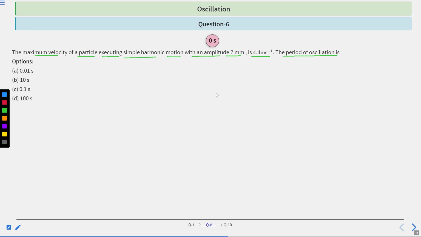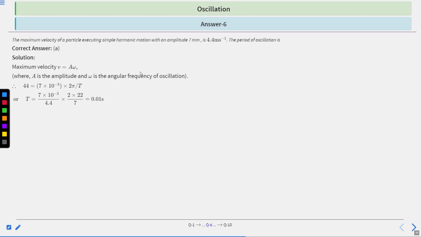Let's find a solution. The maximum velocity of a particle executing simple harmonic motion with amplitude 7 into 10 raised to the power minus 3 meter is 4.4 meter per second. So what is the period of oscillation? We know the maximum velocity: V equal to A omega, where A is the amplitude and omega is the angular frequency of oscillation. Clear?